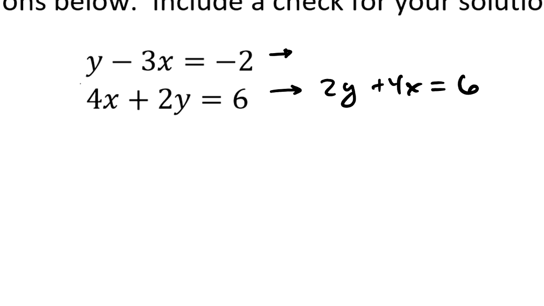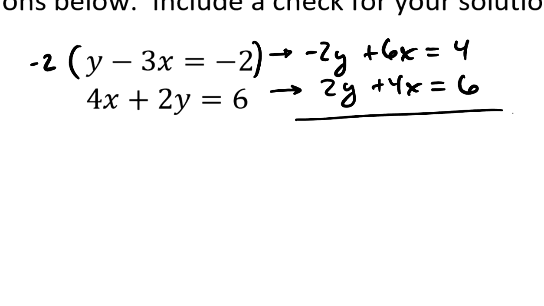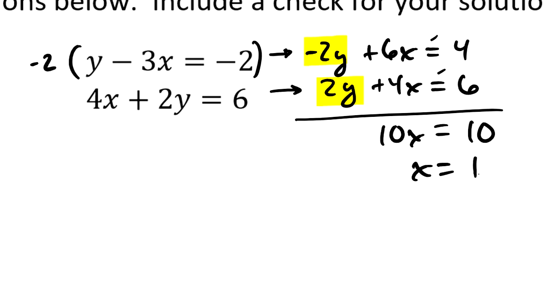If I multiply this first equation through by a -2, my y's will eliminate. So I'll use the method of elimination, not substitution. So this is going to become -2y plus 6x equals a +4. So as we eliminate, you can see this -2y and 2y equals 0. So I have equal things, and I'm adding equal things. I will get equal things. This becomes 10x equals 10, therefore x must be the number 1.